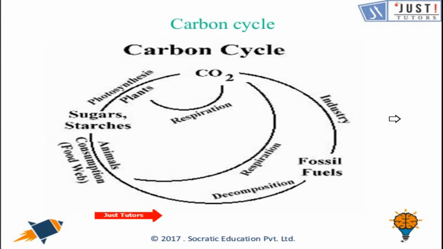The animals and plants eventually die, and then the dead organisms are eaten by decomposers, and the carbon in their body is returned to the atmosphere as carbon dioxide. In some conditions, decomposition is blocked. The plant and animal material may be available as fossil fuel in the future for combustion. So this was all about carbon cycle.